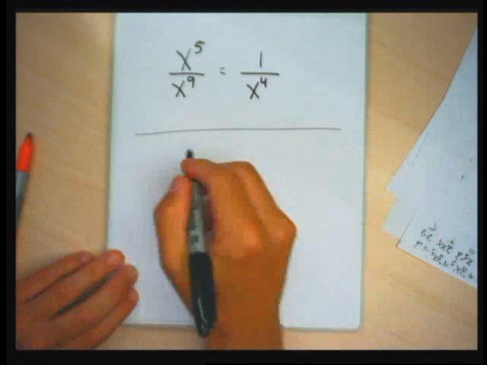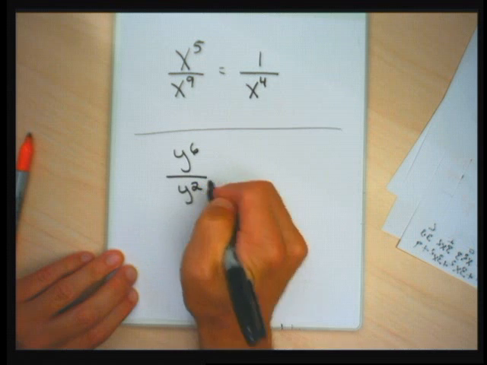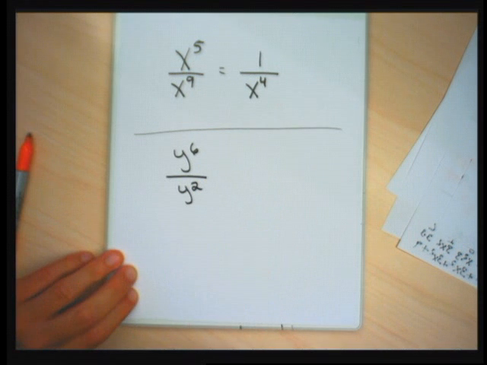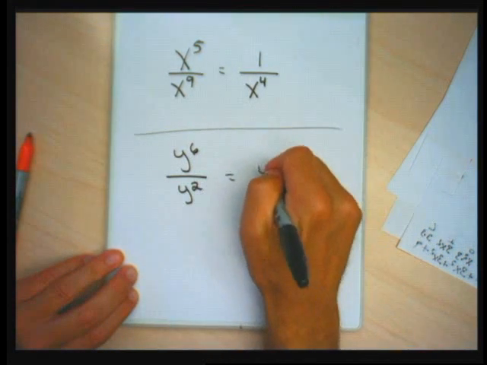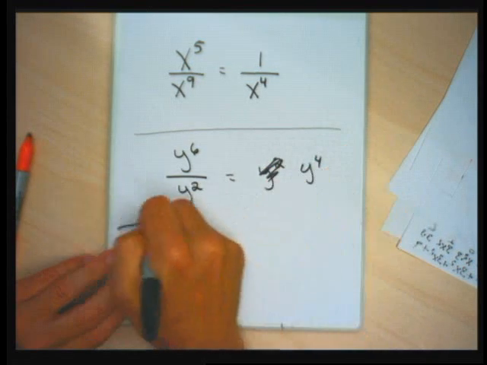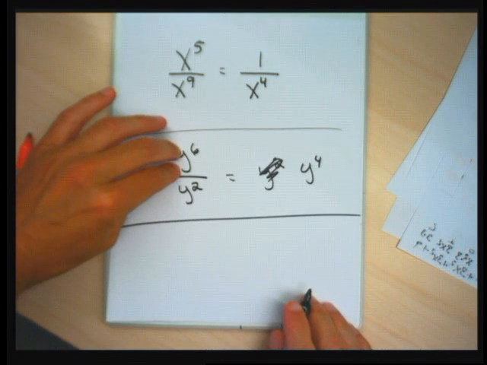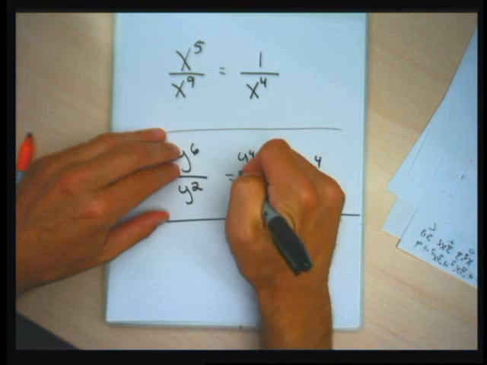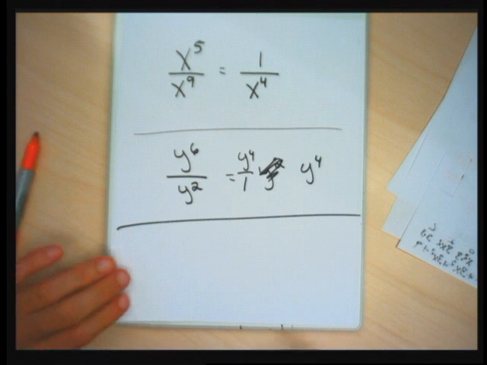If I made a problem like this, y to the sixth over y squared, same rule applies. I'm dividing with like bases, so I subtract the exponents. Here, the bigger exponent's in the numerator. When I do the subtracting, if I subtracted right, I'll get y to the fourth. I don't need a fraction anymore because that y to the fourth winds up in the numerator. Technically, what I have left is a 1 in the denominator, but I don't need to write a fraction with a 1 in the denominator. I can blend this rule.